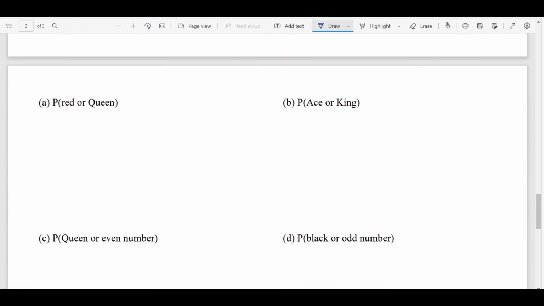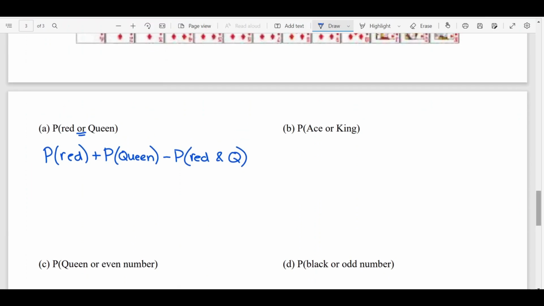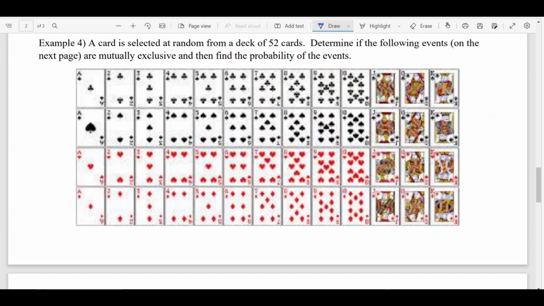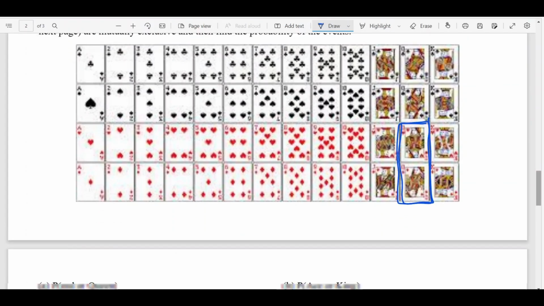When you're asked the probability of or, know that you are doing the probability of red plus the probability of a queen minus the probability of a red and a queen. I'm going to write Q for short. The general addition rule works for all events, whether they are mutually exclusive or not mutually exclusive. Where it comes in is if you're trying to find a red and a queen. So do we have a red and a queen? We do.